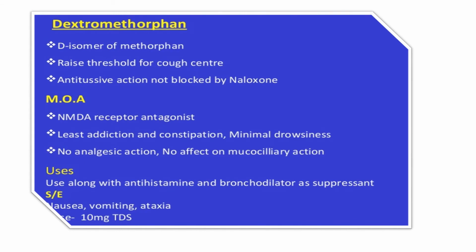Coming to dextromethorphan. Dextromethorphan is a D-isomer of methorphan. It raises the threshold for cough reflex, and it has an antitussive action which is not blocked by naloxone. Naloxone is an antagonist for opioid drugs. This drug, dextromethorphan, is not blocked by naloxone.